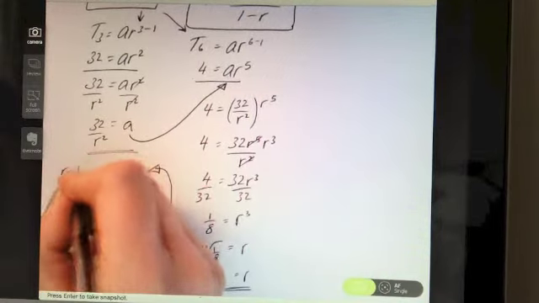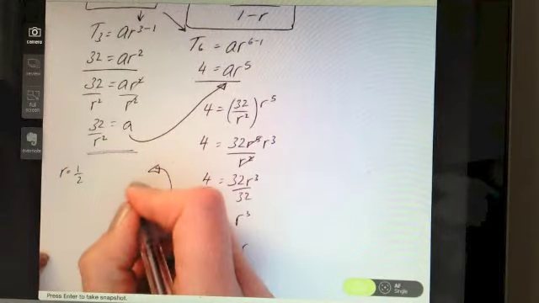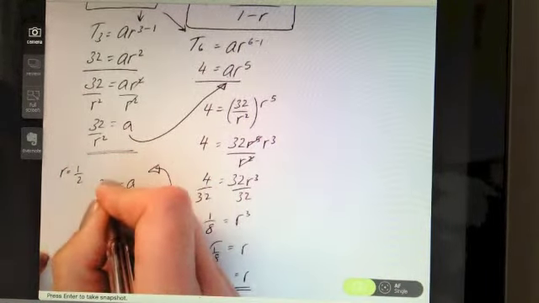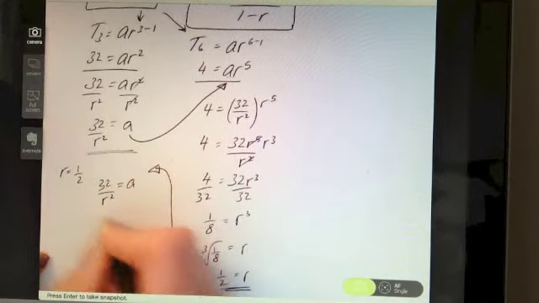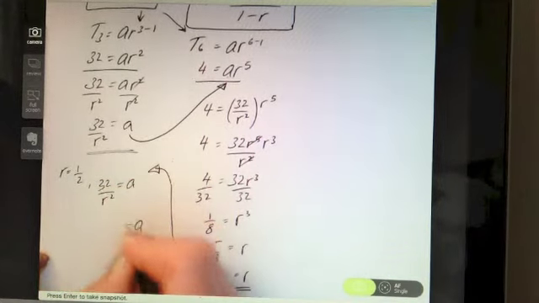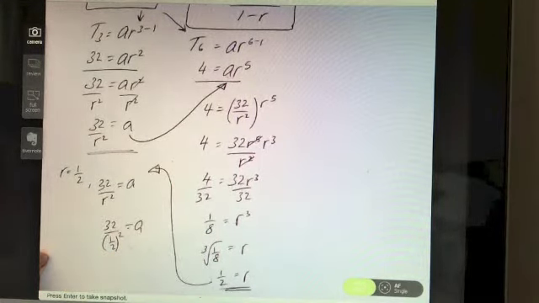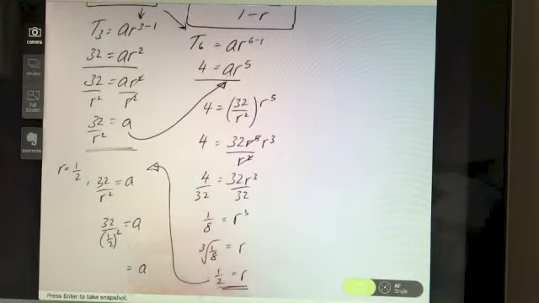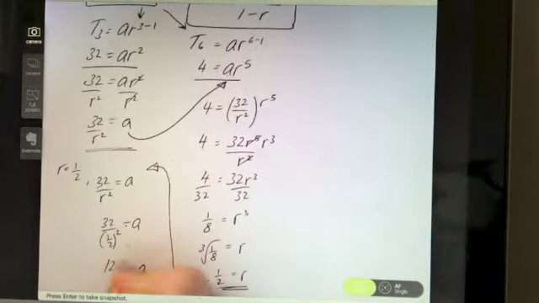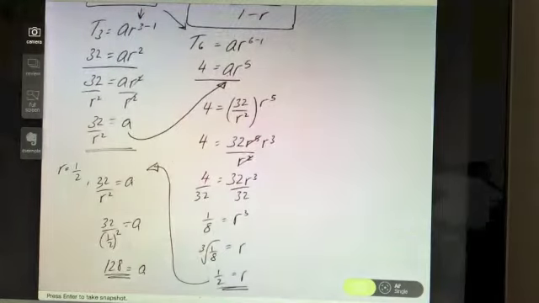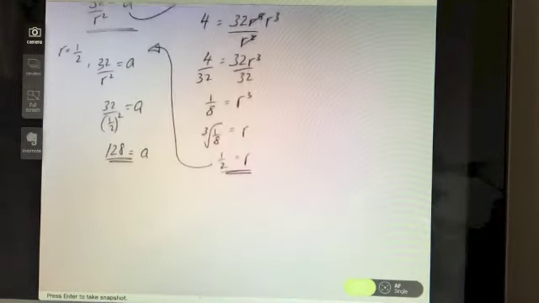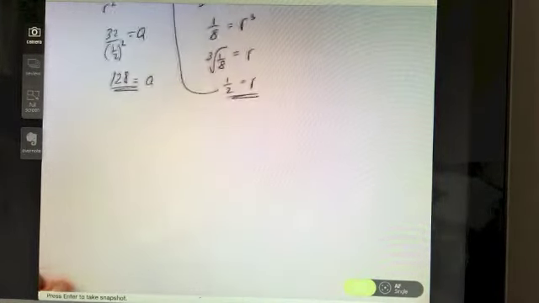If r is equal to a half, and of course a is equal to 32 over r squared, I can sub in a half for the r, and I'm getting a is equal to 128. Okay, so the next part of the question asked for the sum of the 8 terms.